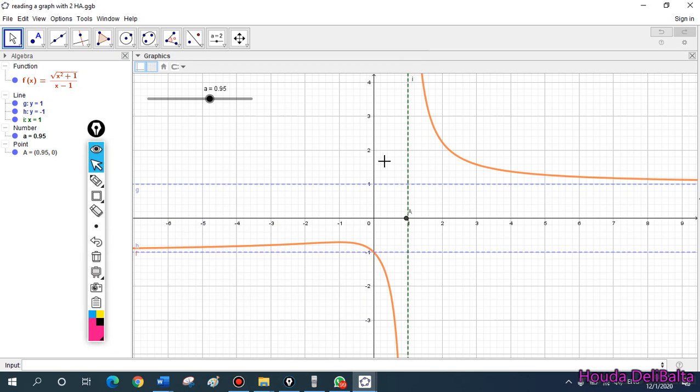Dear grade 11 students, in this video I'm going to let you know how to read a graph. As you see, this curve consists of two parts, so definitely it's a curve of a discontinuous function. Notice that this is the function whose curve is this one.